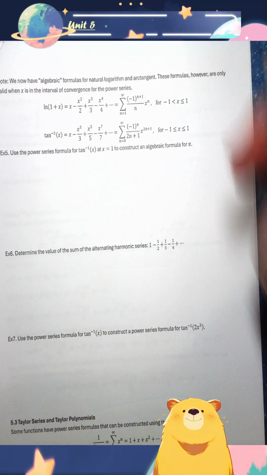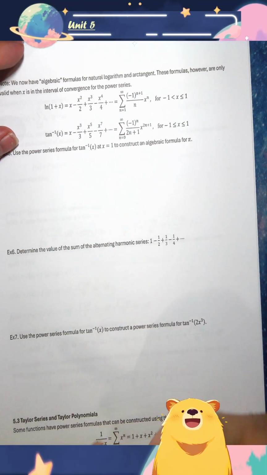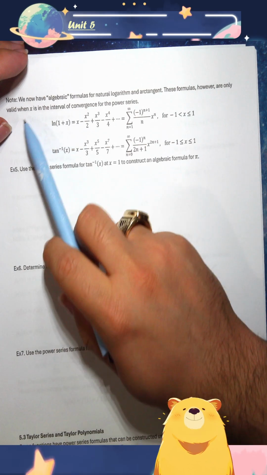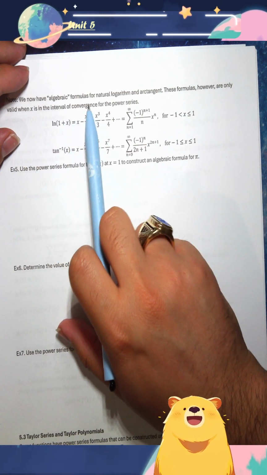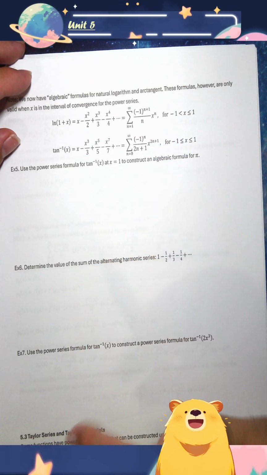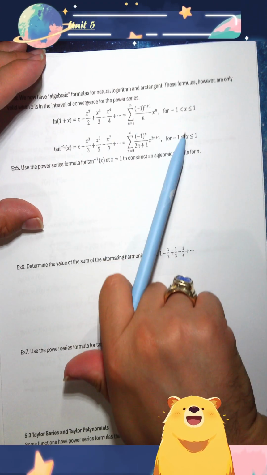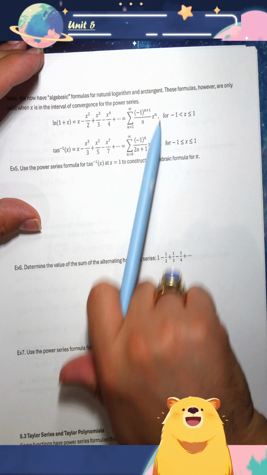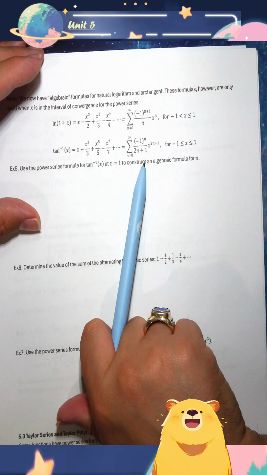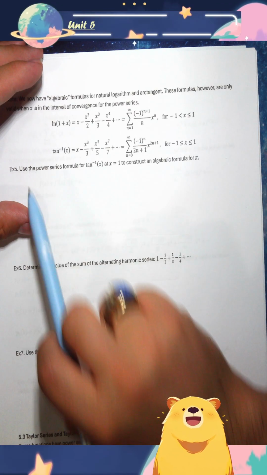Last page. I've held you all hostage. I apologize. Now, we have some algebraic formulas for natural logs and for the arctangent. These formulas, however, are only valid when x is in an interval of convergence for the power series. So recall the idea of power series and its convergence. I did these for you, but if you want to figure out when these converge, you can use the ratio test idea from unit 1. But right now, I'm not going to worry about that. I want to focus on the technicalities.